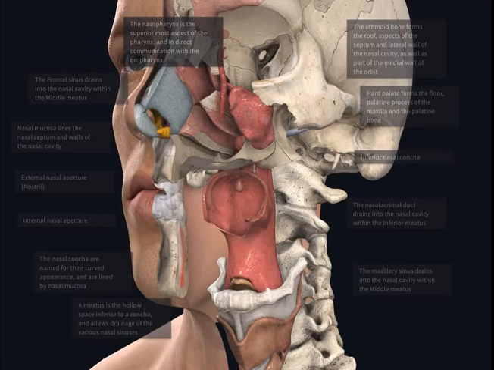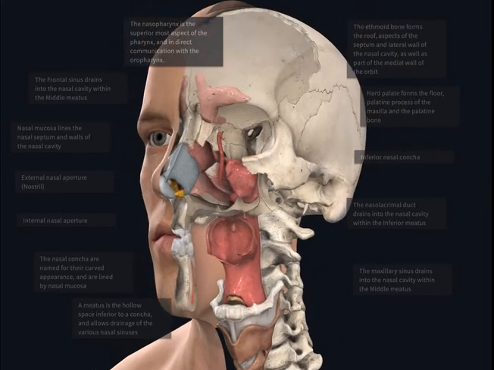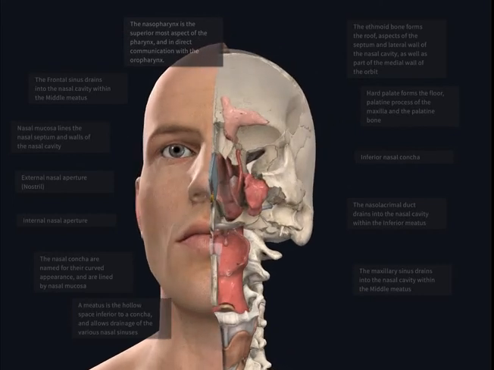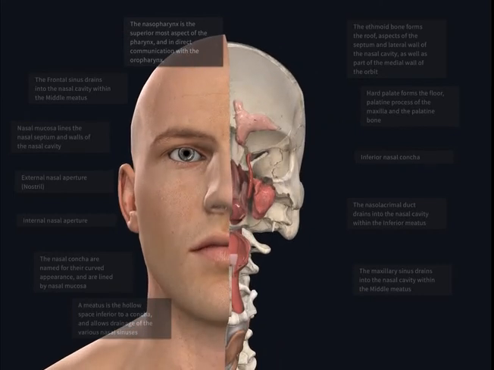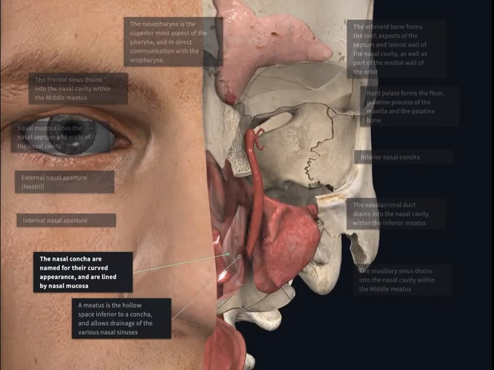Now, some of the different structures that form the shape of this space are the nasal concha, and those are going to be curved bones that extend from the lateral wall into this space. They're going to then be lined by mucosa and create small pockets known as a meatus, which is where we are going to have drainage of the various nasal sinuses.